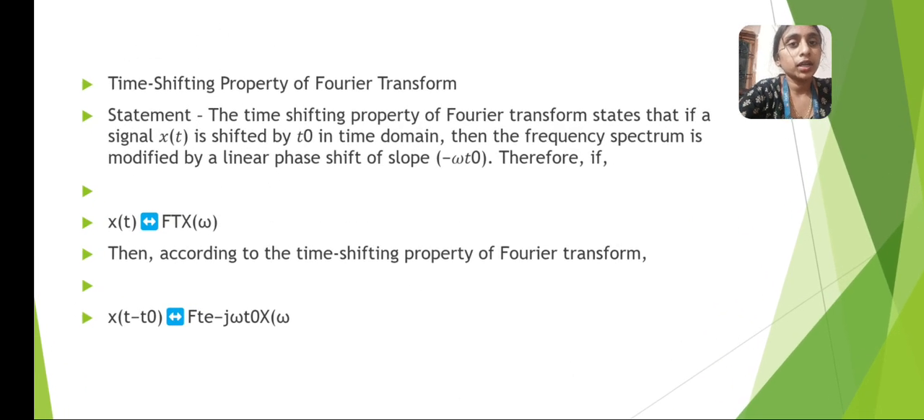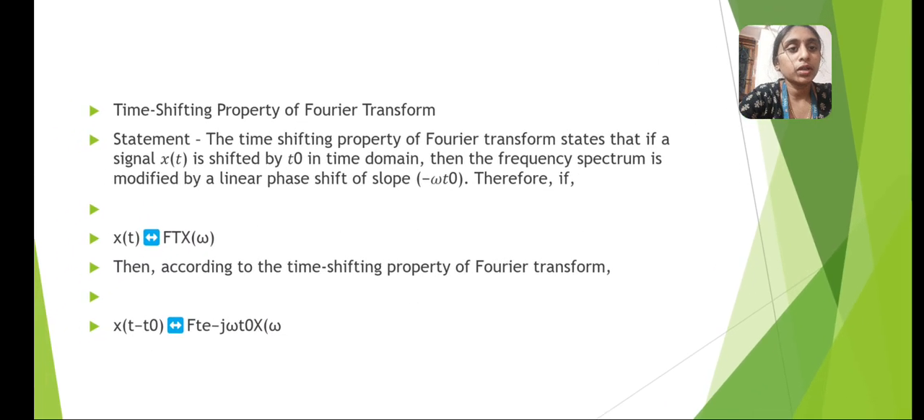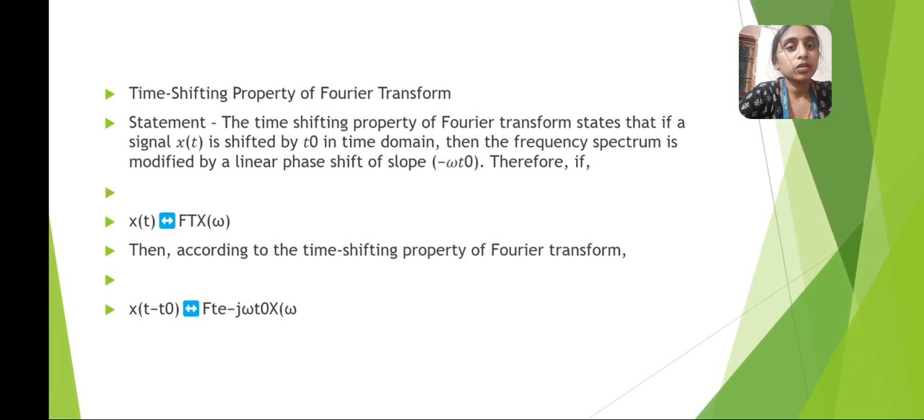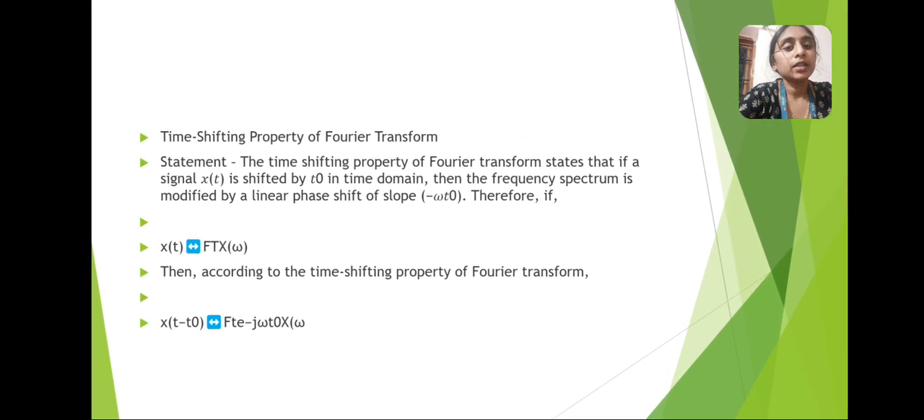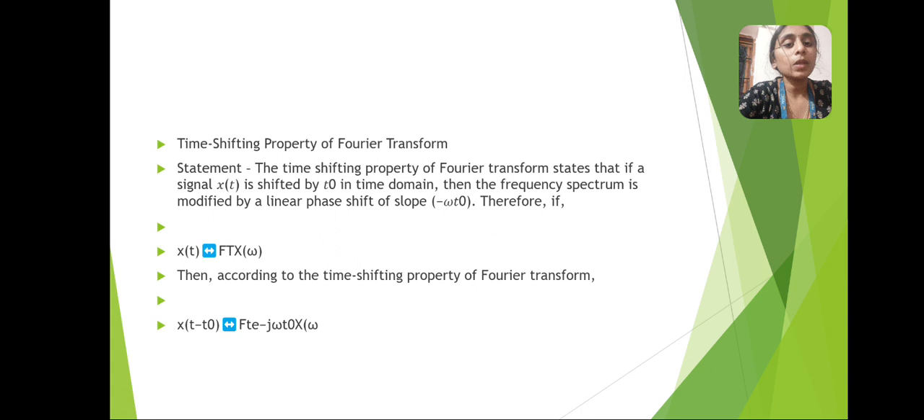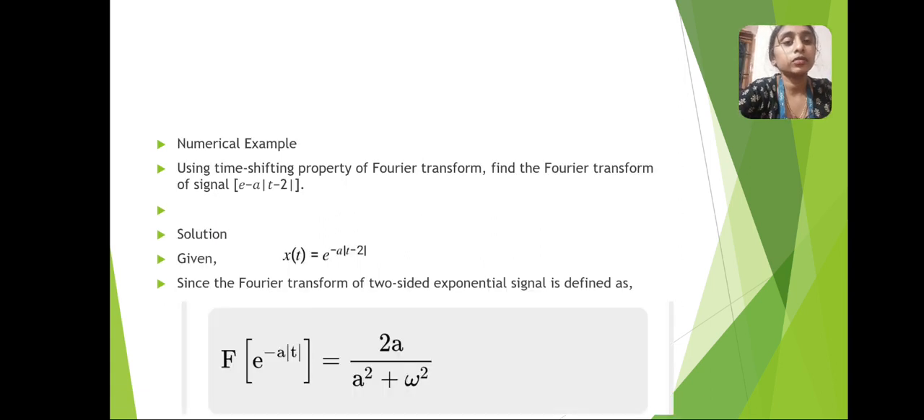Now let us know in detail about the time shifting property of Fourier transform. The statement: the time shifting property of Fourier transform states that if a signal x of t is shifted by t naught in the time domain, then the frequency spectrum is modified by a linear phase shift of slope minus omega t naught. Therefore, if x of t gives rise to X of omega, then according to the time shifting property, x of t minus t naught has transform e power minus j omega t naught into X of omega.